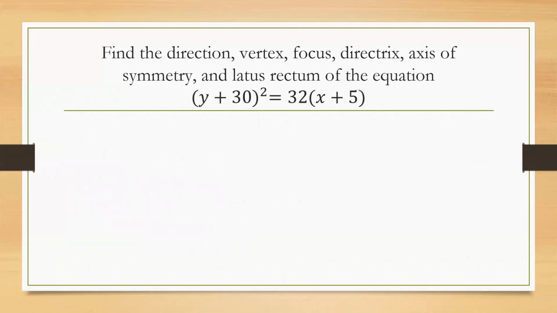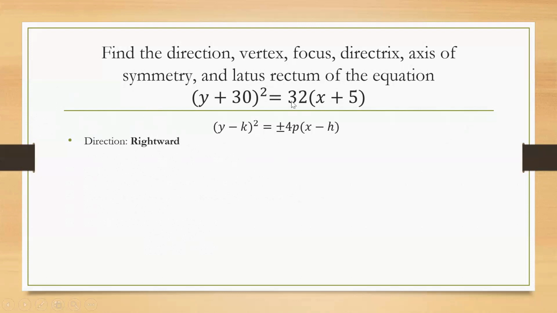Next, (y plus 30) squared equals 32(x plus 5). So let's write this down as our guide. And then let's determine the direction. So y is being squared and our 4p is positive. So that can only mean the direction goes rightward. The parabola opens to the right.